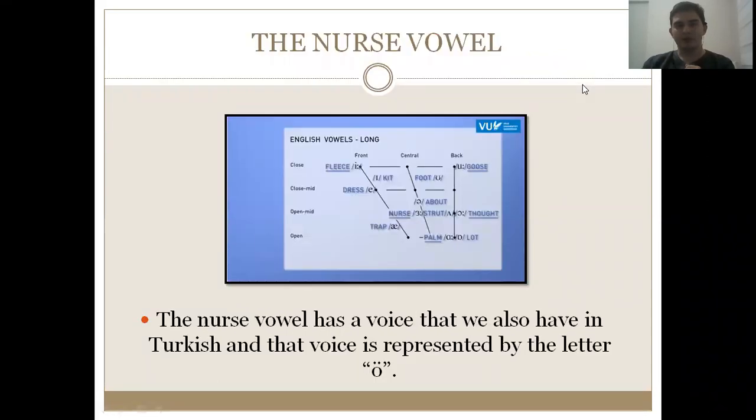So in order to start with the nurse vowel, as you can see, it is between the vowels schwa and palm. So it has a sound like in nurse.